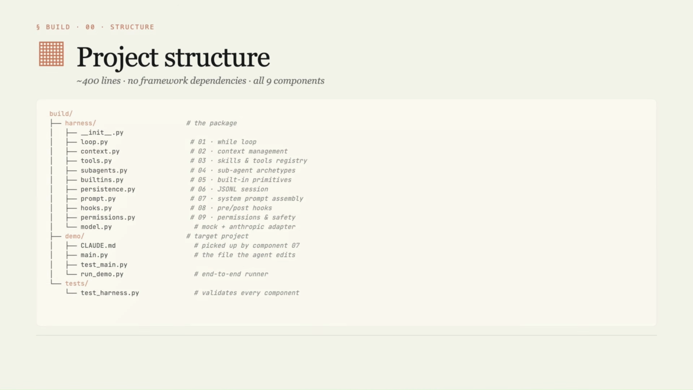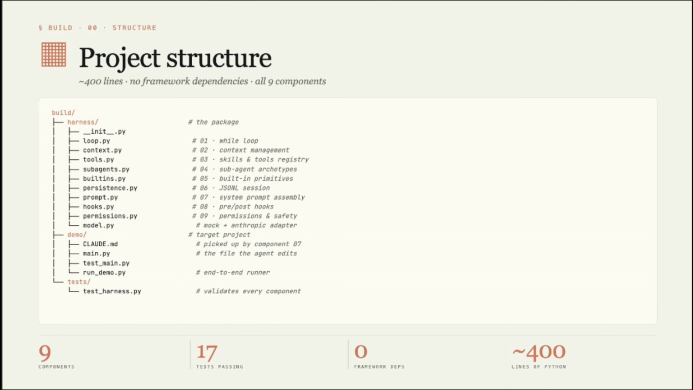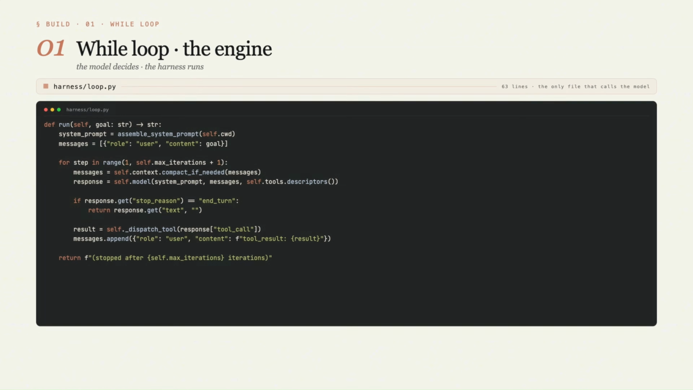Okay, so in this part, we're going to quickly go over a reference implementation. Think of this as a structure or template that you want to use if you're building a harness. The main engine is the while loop that basically controls everything. It assembles the system prompt and starts looping.